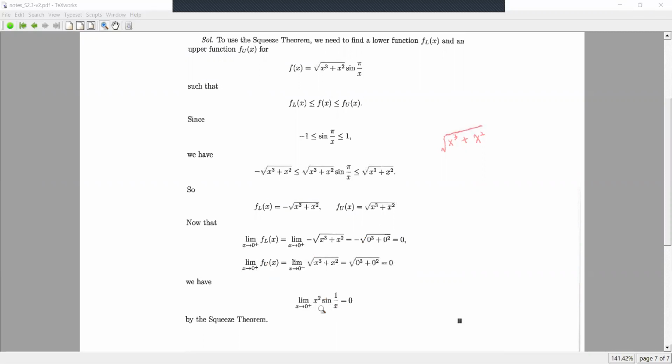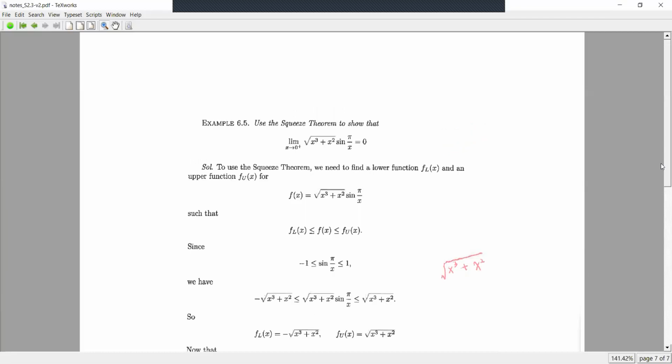this is a typo. This function is the function f in the previous example, not this example. So go back to the example. So the conclusion is, by using the squeeze theorem, as x approaches 0 from the right side, the function f approaches 0 because the upper function and lower function approach 0. So function f approaches 0 by the squeeze theorem.